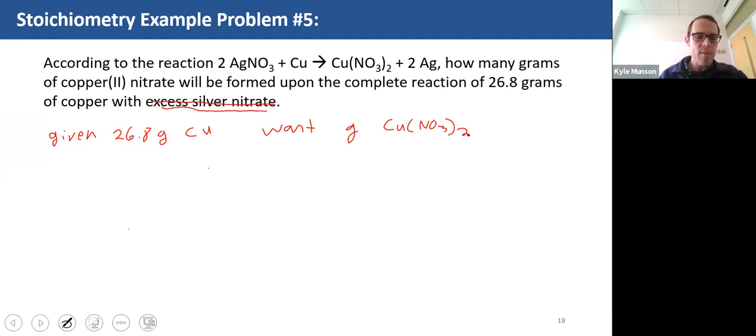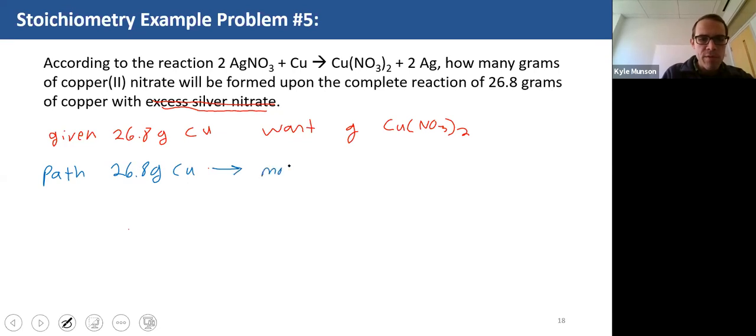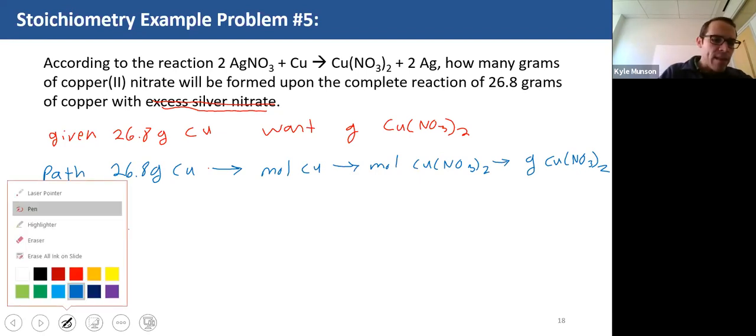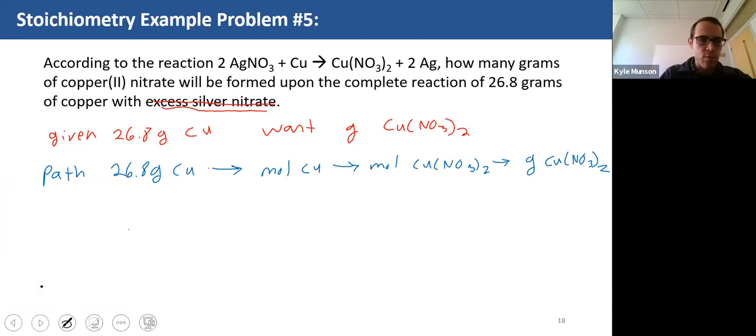Okay, so again, I'm going to just write down the path. Okay, so the path: 26.8 grams of copper to moles of copper, to moles of copper 2 nitrate, to grams of copper 2 nitrate. Okay, so this is the general flow of what we're going to do here. Okay, so again, let's just go through and do the problem.